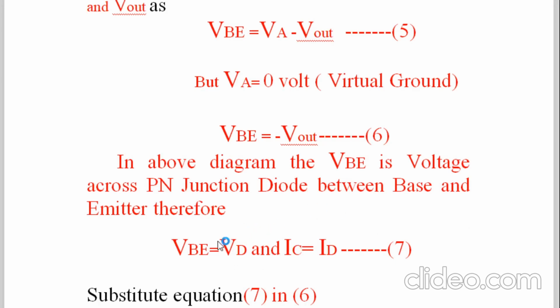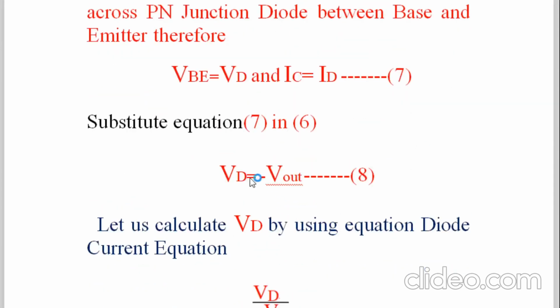Therefore, if you use this equation, VB is VD, then you will get the equation: VD is equal to minus Vout. VD equal to minus Vout. And in this way, we want to calculate the value of this VD, the voltage across the diode. If we calculate the value of VD, then you will get the output voltage.